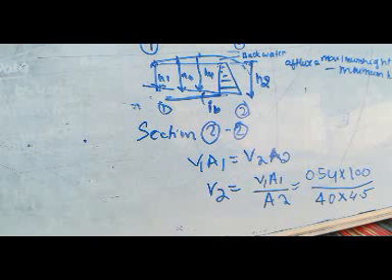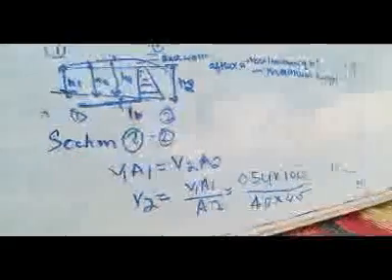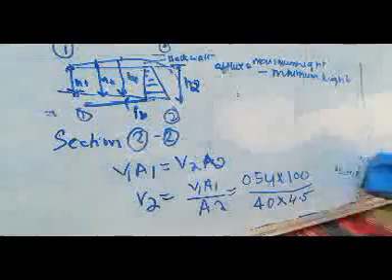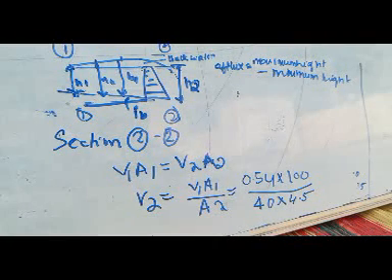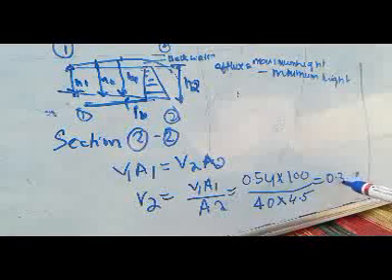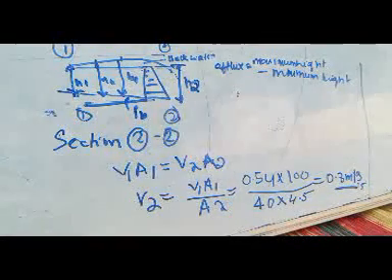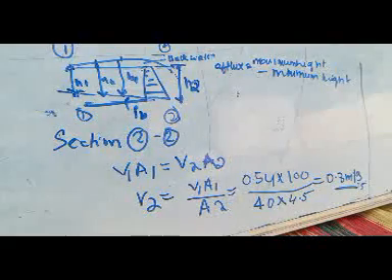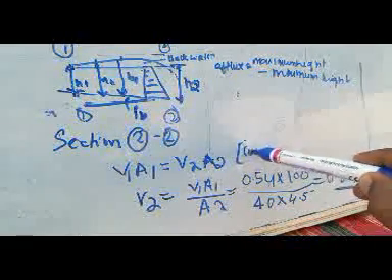So what is the answer? V2 is equal to 0.3 meter per second. So there is no need to repeat that V2 equation again. This is the continuity equation.